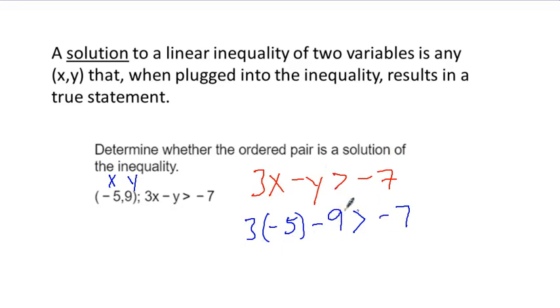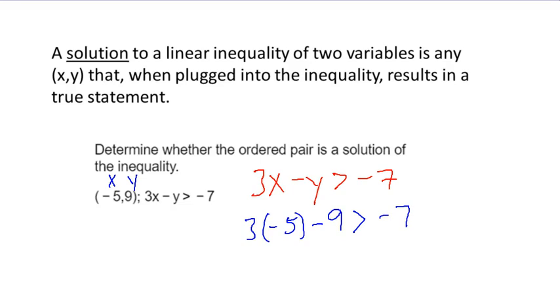And then we want to know, does this come out as a true statement? And all it needs to do to be true is for the left-hand side to be bigger than negative 7. It could be anything. It could be 5, it could be 100, it could be negative 6. Anything that's bigger than negative 7 will make this true. So let's see what we come up with here.